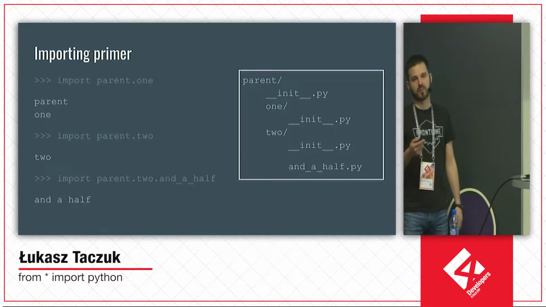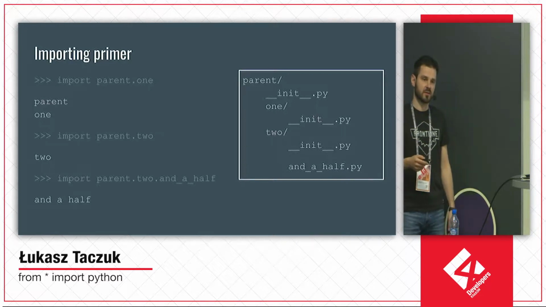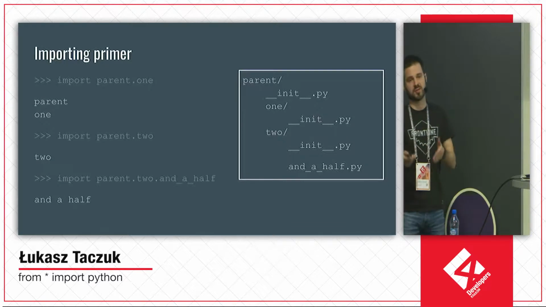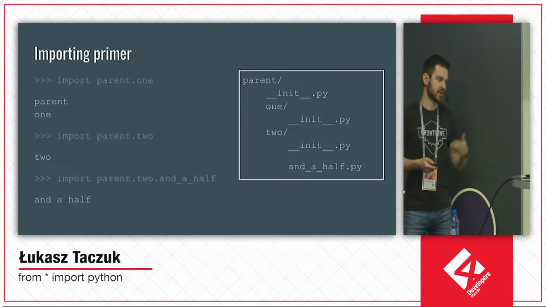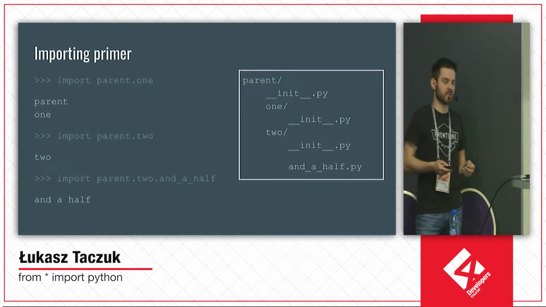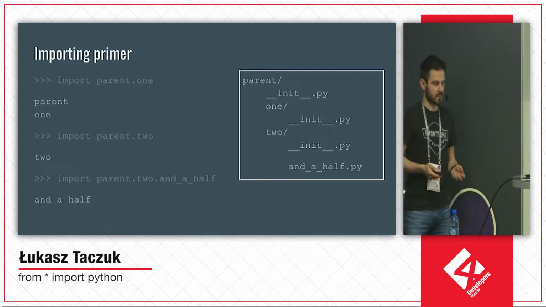Then when we type import parent.2, it will check that the parent module is already imported, and it will skip that step. So it will just import the 2.py module. And after that, when we import parent.2.and_a_half, it will just import the and_a_half part.